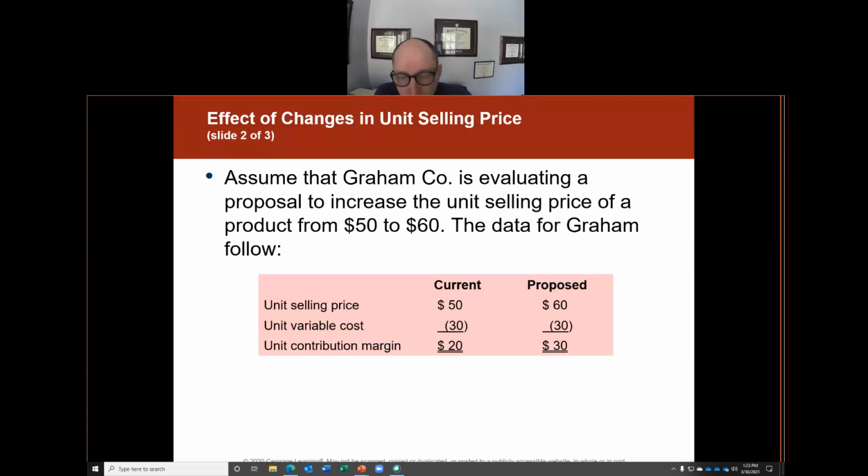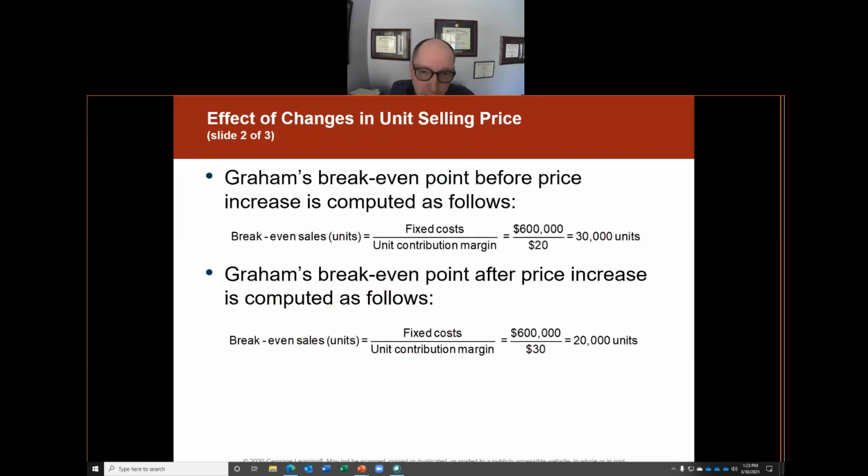Let's say I want to raise my sales price. It's real popular, I'm selling a lot of them. Let's raise the sales price, make a little bit more profit. So current sales price, $50 per unit. Variable cost, $30 per unit. Contribution margin, 20. Sales price minus variable cost equals contribution margin. Let's raise our prices by $10 per unit. So $60 sales price minus $30 variable cost equals $30 unit contribution margin.